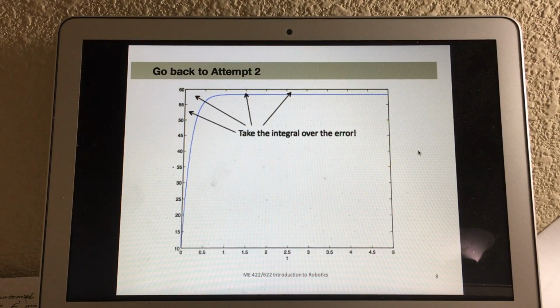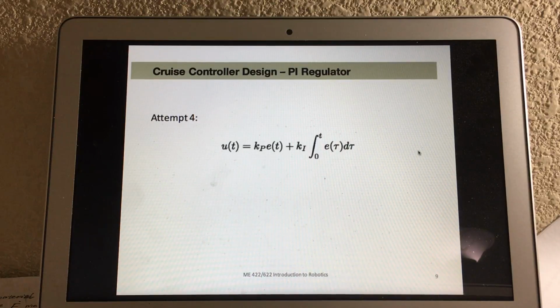And go back to attempt 2. Remember attempt 2: we have the KE, but it's not tracking the error. The next thing we can try is what we call the PI regulator. The P stands for proportional, and I stands for integral. So you can see you not only have the KE part here. I added some extra information there. The input to the system can be time dependent, right?